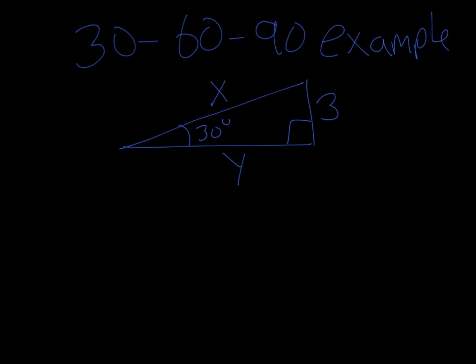All right, let's look at our last example, which being the 30, 60, 90 case. Now again, I only know the one side. In this case, it's okay. I would not be able to use Pythagorean theorem, but because of this special case, we'll be able to figure out the other two sides.